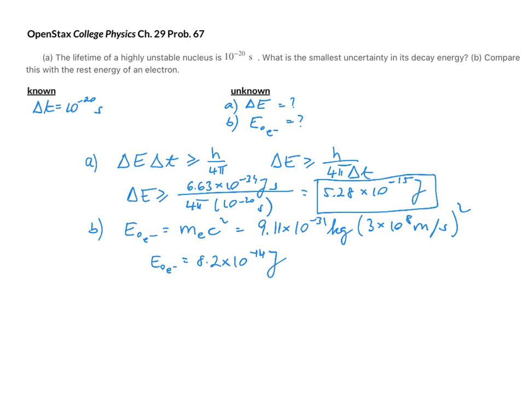So we see that the uncertainty in energy for this unstable particle, unstable nucleus, is roughly an order of magnitude smaller than the rest energy of the electron.